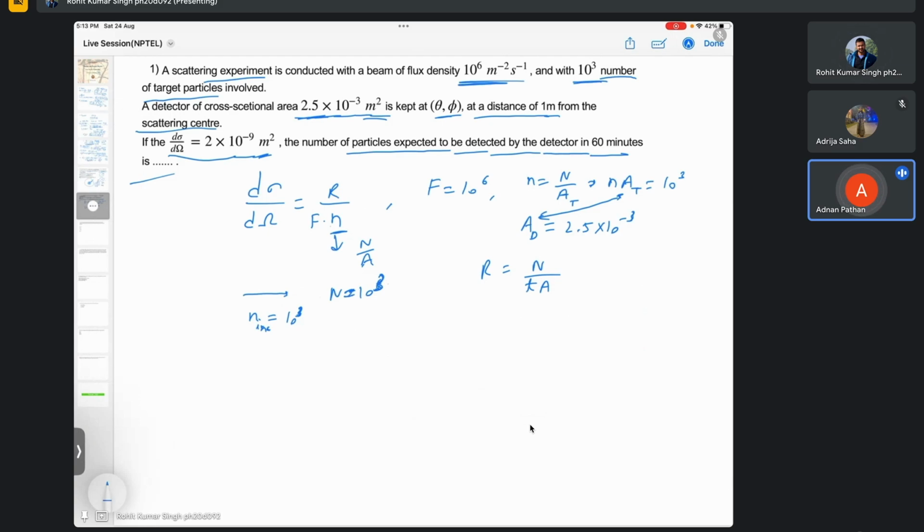Okay, so if we go back to the original equation, d sigma by d omega is equal to r by f n. r is the particles hitting the detector, and n in the denominator is the number of particles that are scattering off the target. So f dot n can be 10 power 6 into 10 power 3 directly. We can just take n as 10 power 3, rather than writing n equals n by A_D and assuming the area of the detector is equal to the area of the target.